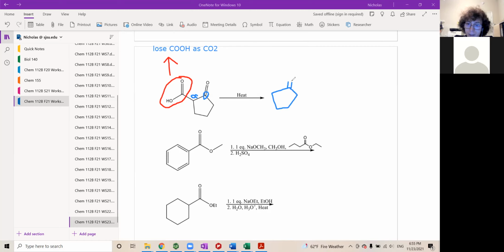So in the end, you lose the carboxylic acid and its carbon. This is the product you'd end up with. And then you also make carbon dioxide, which is a gas that goes away and kind of drives the reaction. But this is the big part that you care about. I kind of said it, but I'll also write it to emphasize it.